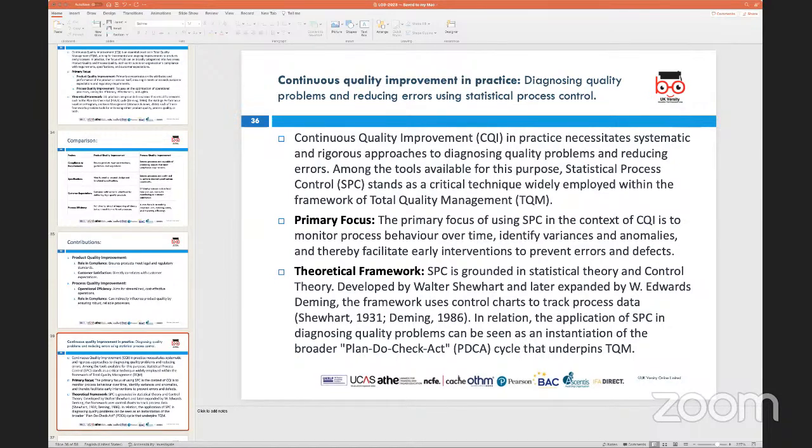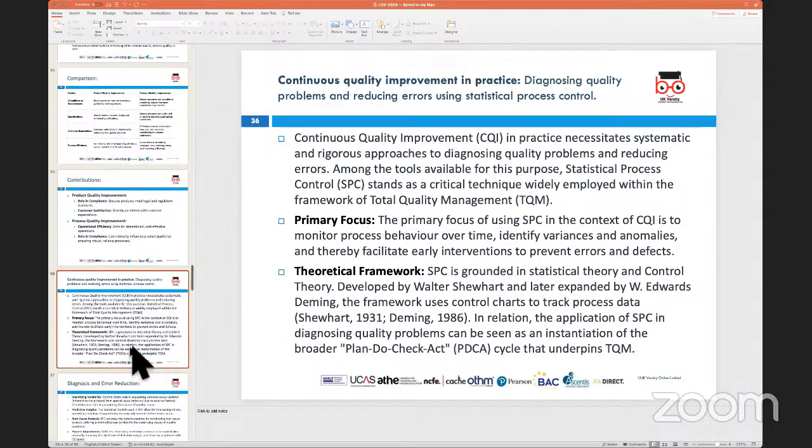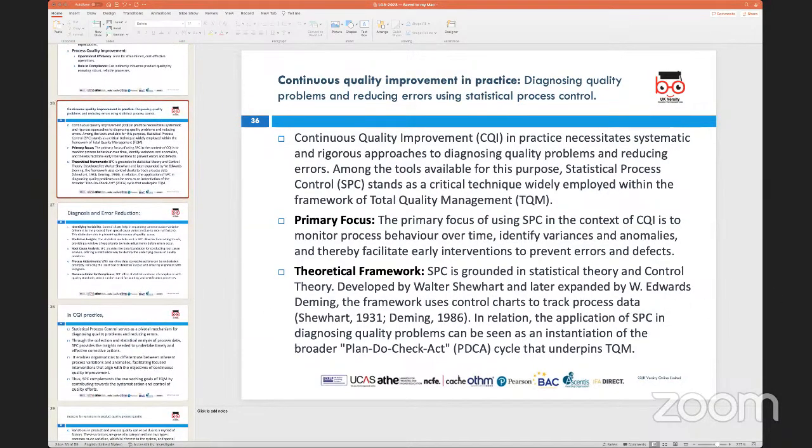Is that okay? Is that quite clear as an example? Is that okay? Yes, sir.